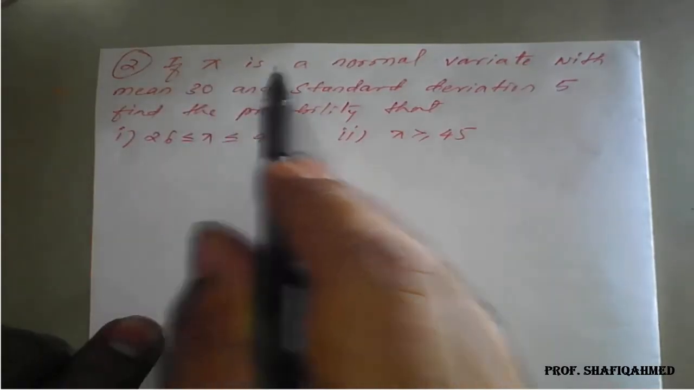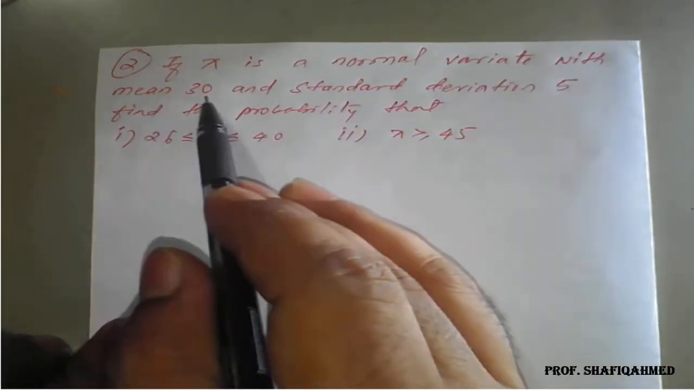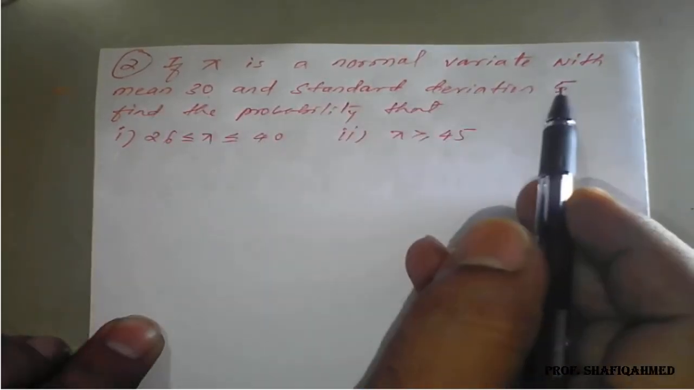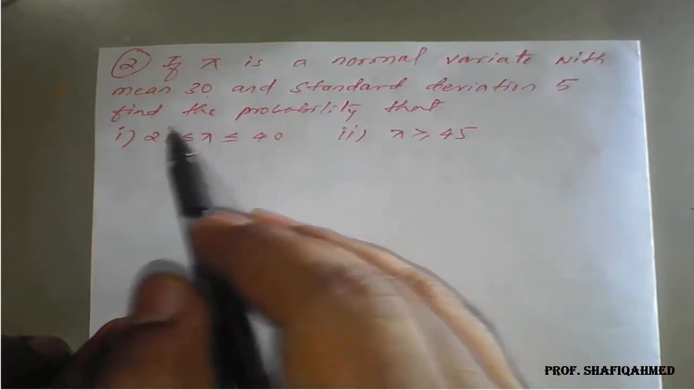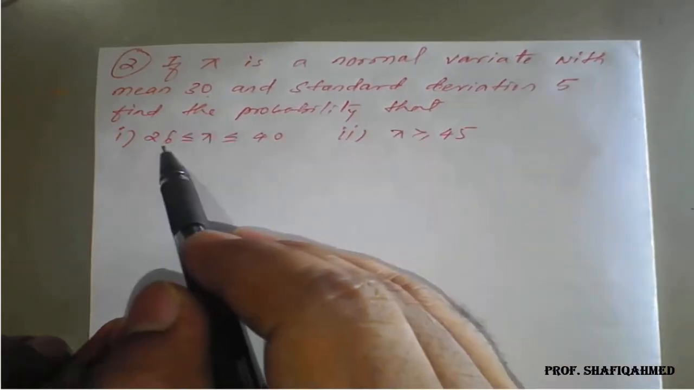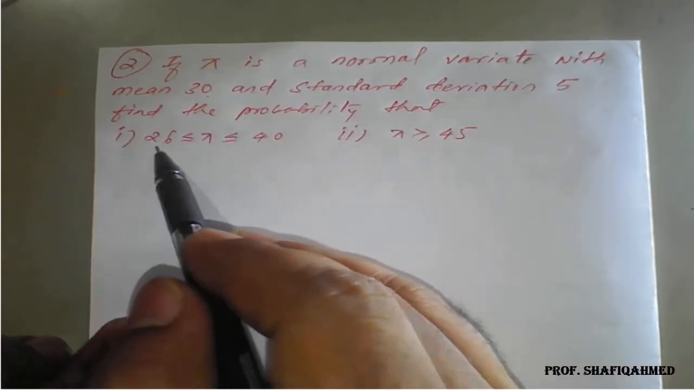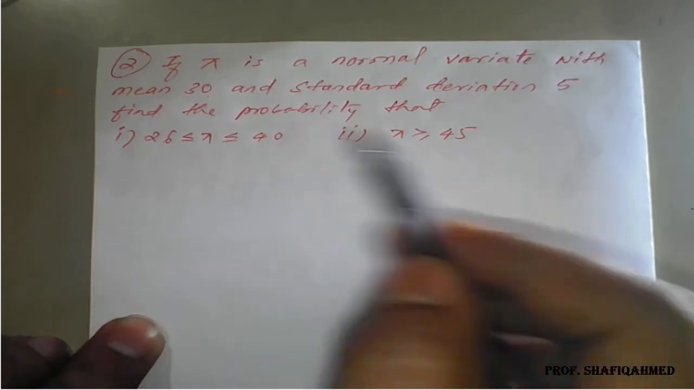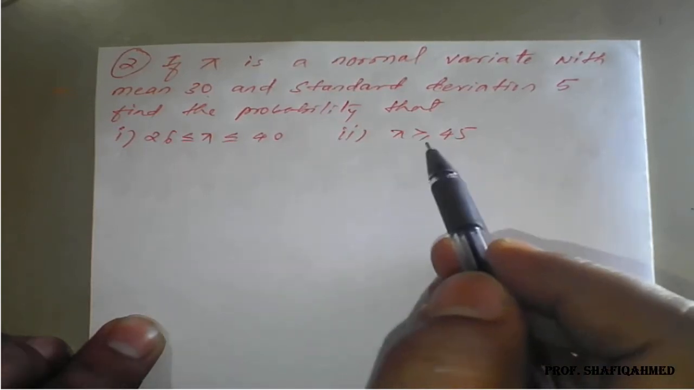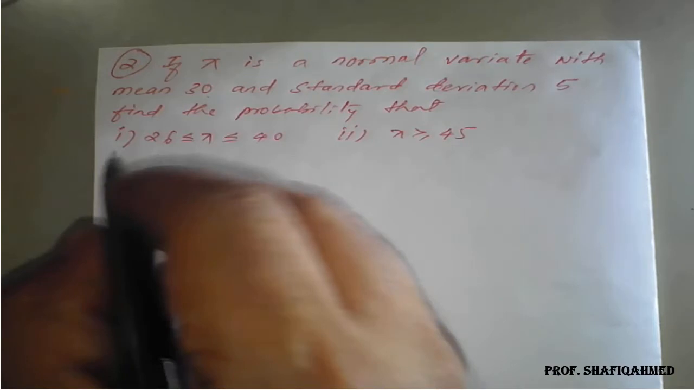If x is a normal variate with mean 30 and standard deviation 5, find the probability that first, x is greater than or equal to 26 and less than or equal to 40, and second, x is greater than or equal to 45. So, solution.